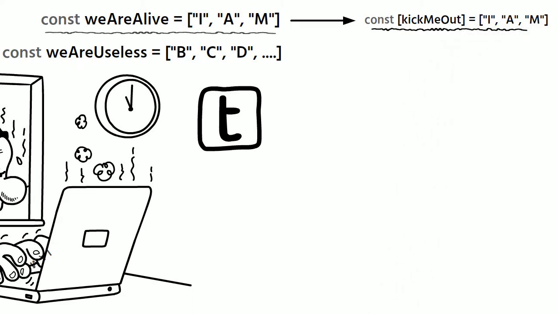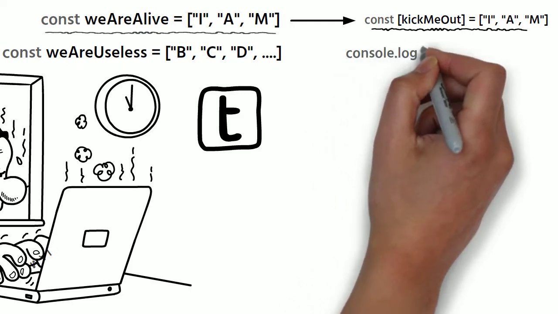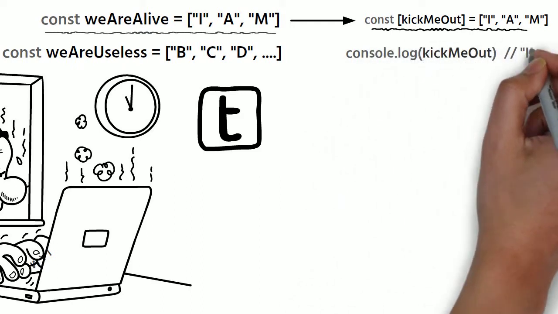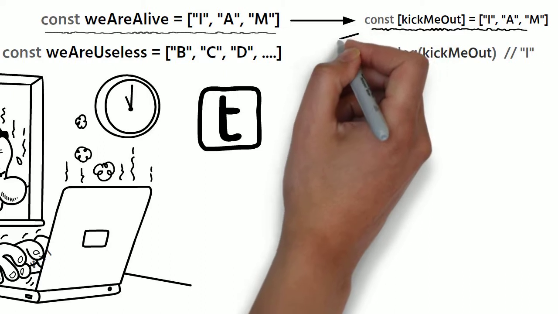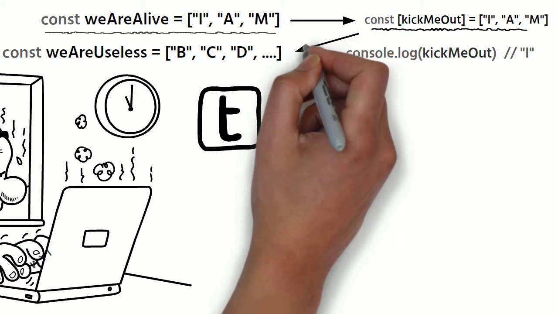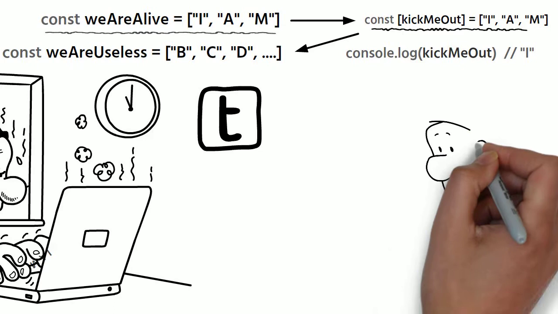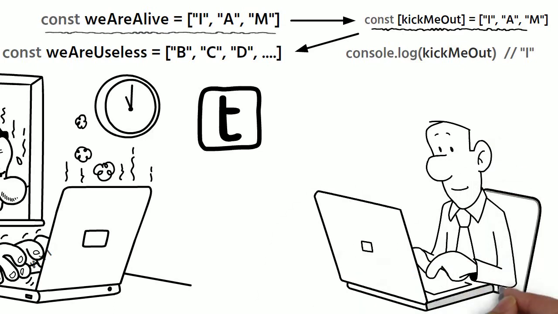So this kickMeOut is a new variable. Now you log this kickMeOut variable on the console and you get I here. So you got this garbage key to push it into the weAreUseless array. Cool, now you have only two keys that are working properly.